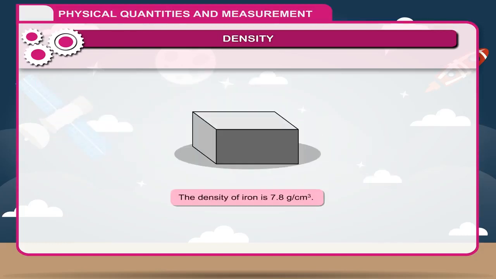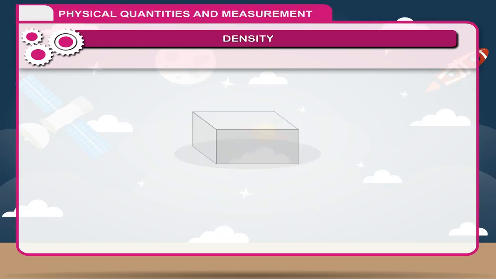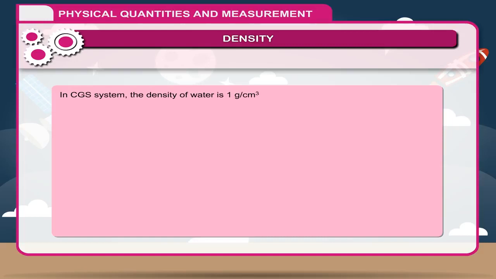The density of iron is 7.8 gram per cubic centimeter. It means that 1 centimeter cube volume of iron has mass 7.8 grams. Relation between kilogram per meter cube and gram per centimeter cube. In the CGS system, the density of water is 1 gram per centimeter cube.